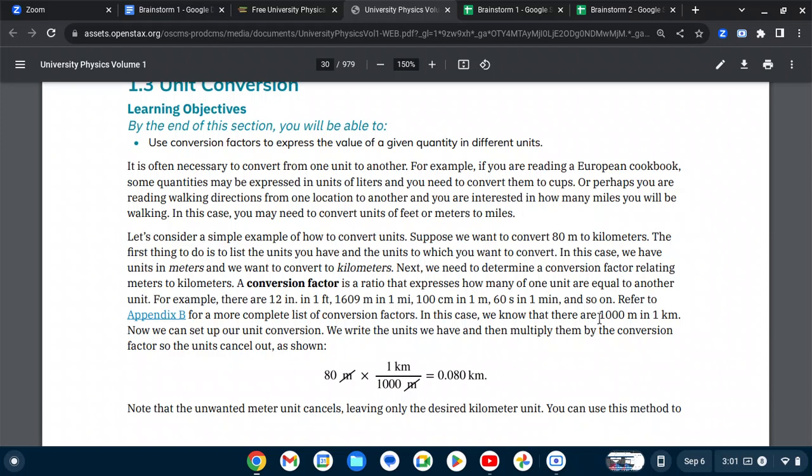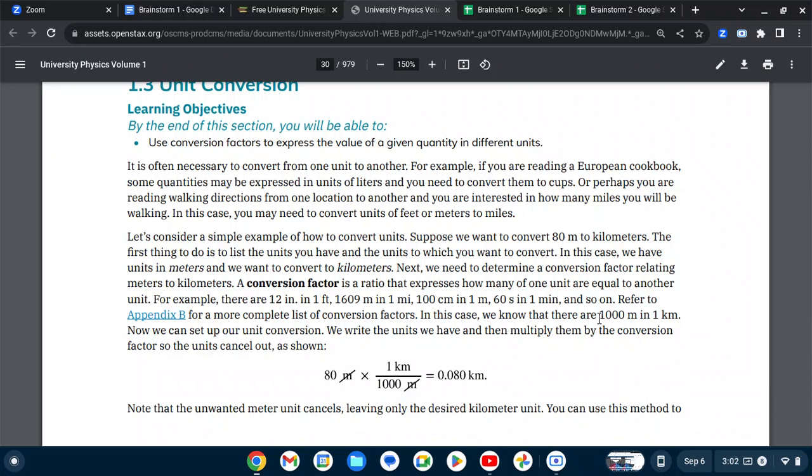It is often necessary to convert from one unit to another. For example, if you are reading a European cookbook, some quantities may be expressed in units of liters, and you need to convert them to cups. Or perhaps you are reading some walking directions from one location to another, and you are interested in how many miles you will be walking. In this case, you may need to convert units of feet or meters to miles. Let's consider this simple example of how to convert units.